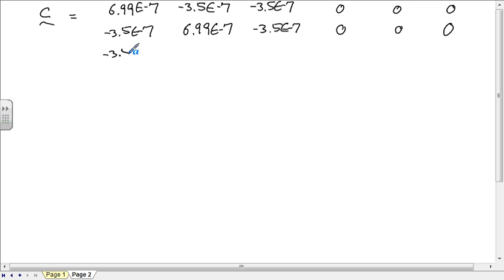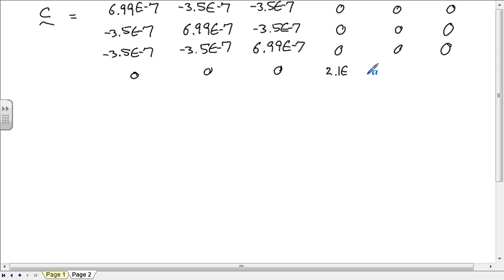And then minus 3.5, minus 3.5, positive 6.99, and zeros. Is that what everybody got? And then now we go down to the rows that only have elements in the shear positions. So 2.1 times 10 to the minus 6, and zeros. And then this just keeps moving along the diagonal.